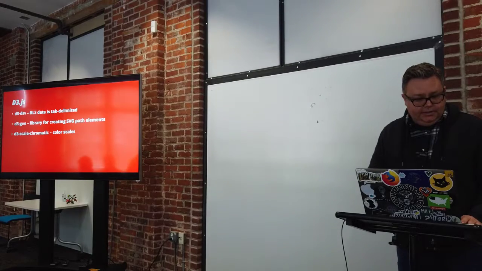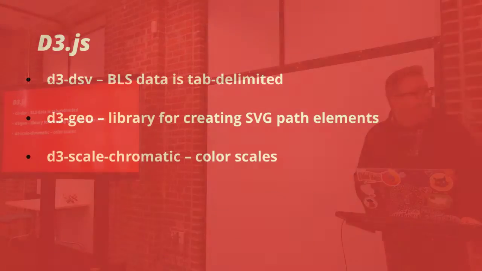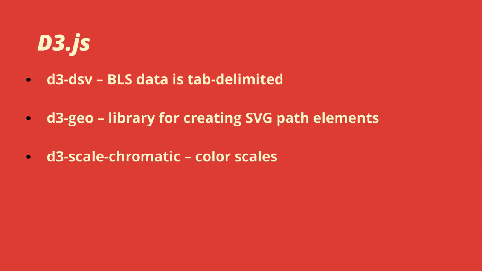All right. And then here's just what I'm using from D3. We're going to use the DSV package. Remember I said it's delimiter separated values. So the data you get from the Bureau of Labor Statistics is tab delimited. So we'll get the same output, but using a different function. The geo library, which we're going to use to compute the shape of Ohio and stuff, and take it from latitude and longitudes into SVG drawing commands. And then D3 scale chromatic, which does our color scales. I'll show you that here in a second.